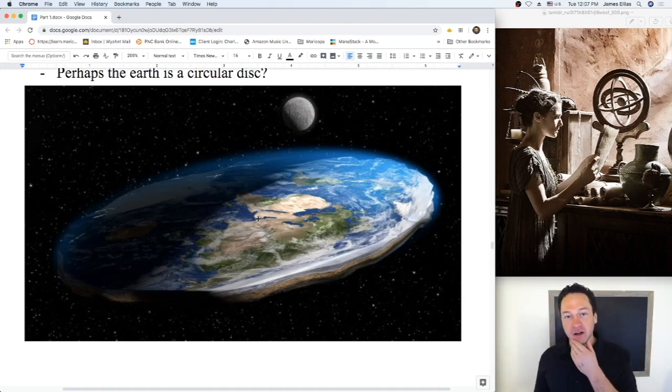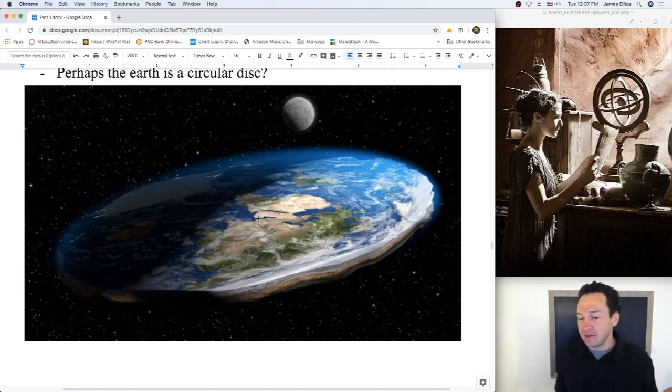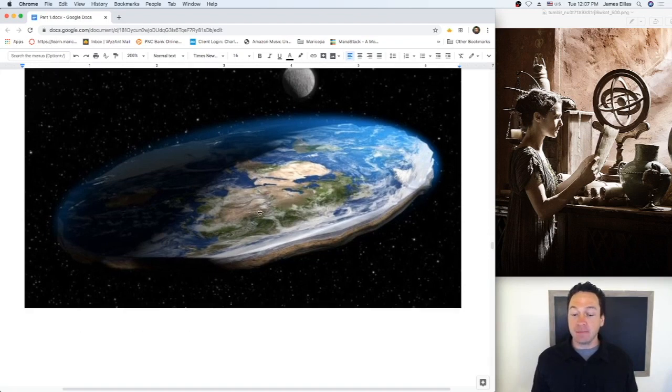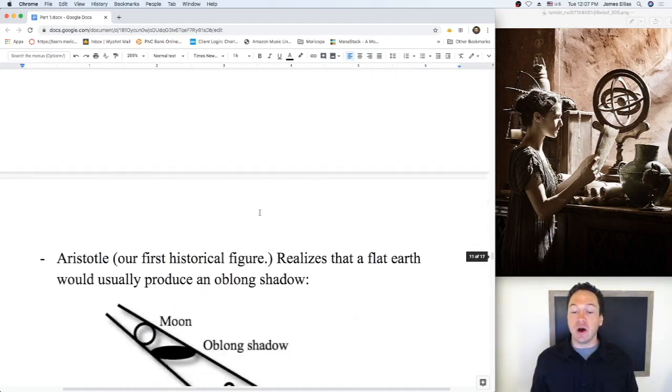We haven't yet discovered the evidence for why the Earth is a sphere yet. When we go outside, it looks flat, and the shadow is a circle. So maybe the Earth is just a flat disk like this. Okay. But this leads us to our next hero.